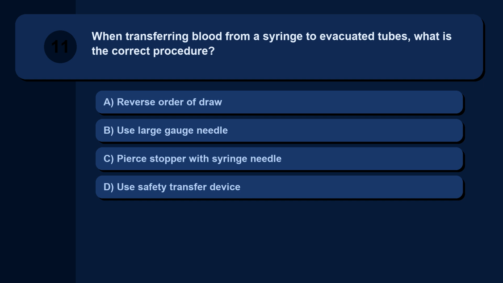Using a safety transfer device prevents hemolysis and needle stick injuries while allowing vacuum to fill tubes correctly.